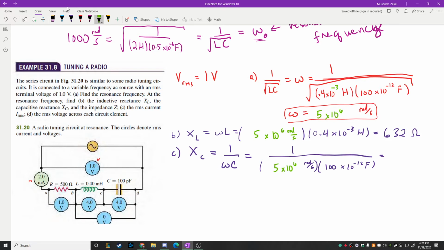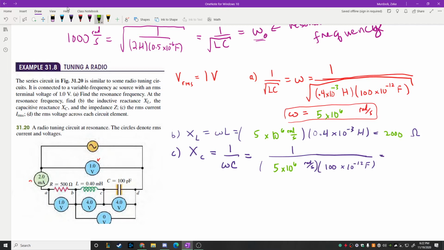It's nice knowing what you want to get as an answer because it'll help you realize that you made a mistake in previous parts, right? So this ends up becoming something like 2,000. That seems right to me because this is 2 over 5. Yeah, 2,000. So this is going to be 2,000 ohms.